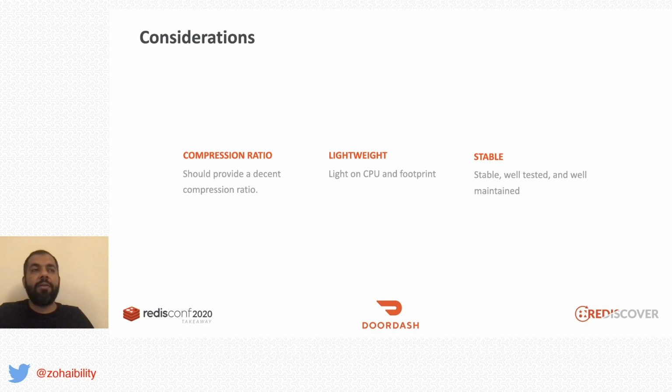And for us at DoorDash, because servers are already pretty CPU intensive due to the load they're handling, we can't risk saying, hey, just by adding this one compression, we shot our CPUs up by 20%. That would significantly add to the cost, and it can also cause outages and problems. So we wanted something lightweight, and something stable as well, which is well tested and well maintained by the community, instead of inventing something of our own.